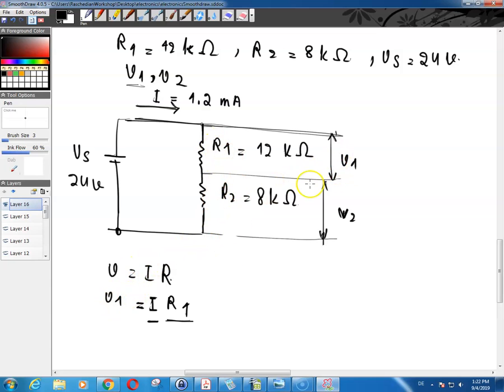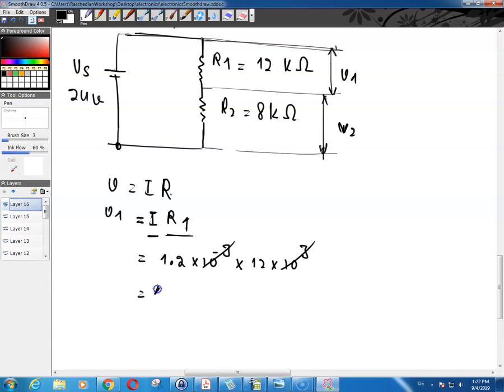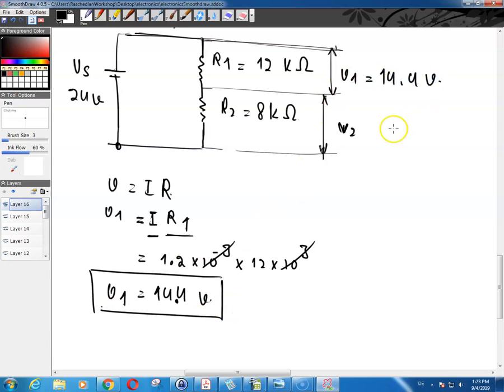For example, V1 would be I times R1, which is 1.2 into 10 raised to the power negative 3 amps, times R1, which is 12 kilo, so 12 into 10 raised to the power 3 ohms. These two will cancel out, and then you will have 12 times 1.2, which is 14.4 volts. So V1 is equal to 14.4 volts.